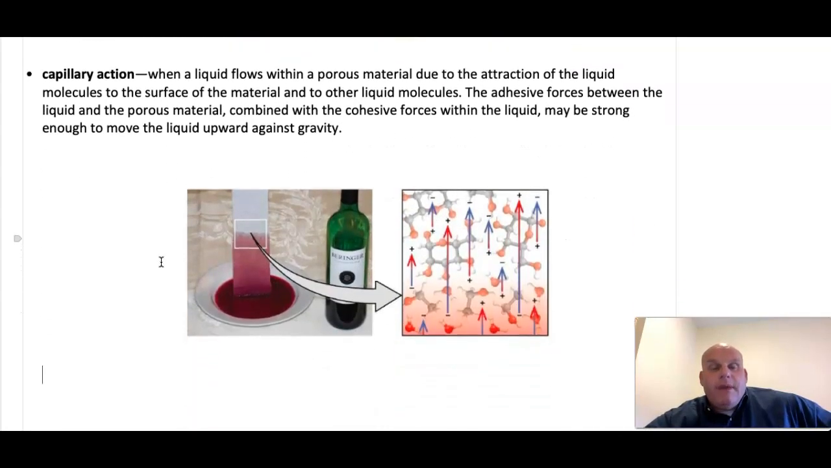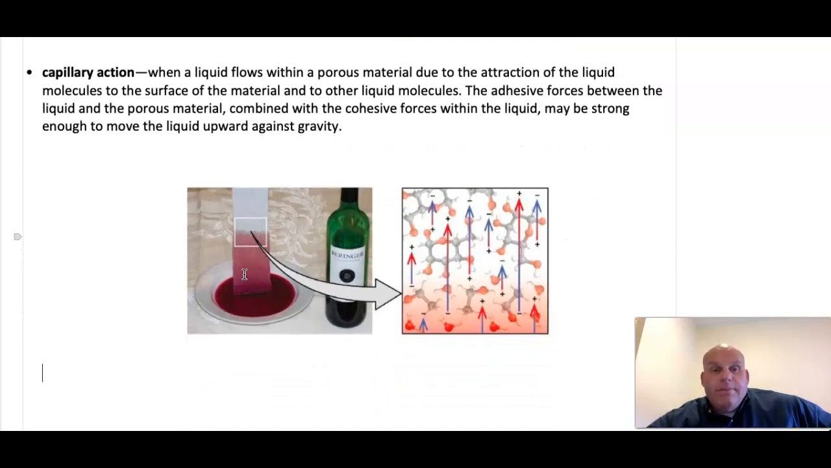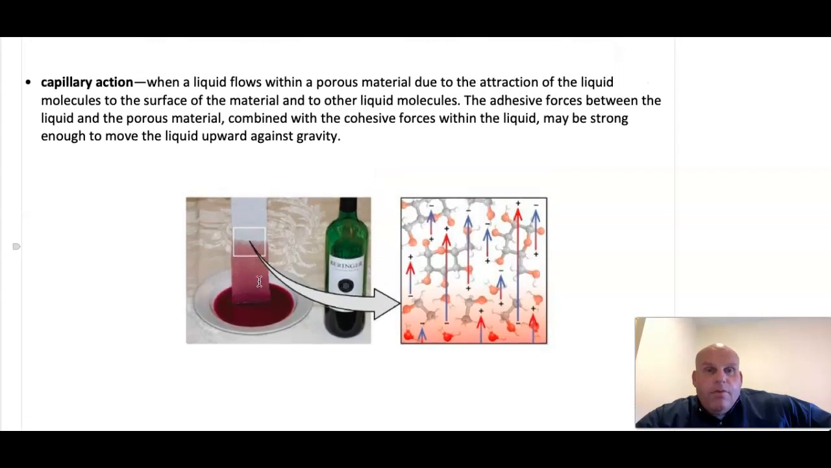The other property to cover is capillary action. You can see this example here. If a porous material comes in contact with a liquid, the liquid will move through the surface of that porous material. This is an example of the adhesive forces being strong. The forces of attraction between the liquid molecules and the porous material are what's pulling that liquid upward against gravity.